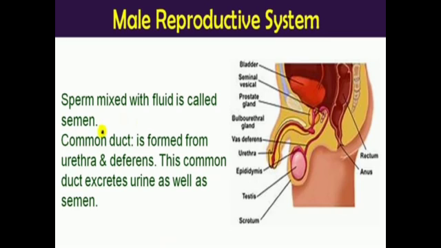And there is a common duct which is formed from the urethra and vas deferens. The vas deferens and the urethra form a common duct here and here, a common passage, and this common duct excretes urine as well as the semen. Semen is the sperm which is mixed with fluid. With this we complete the male reproductive system.